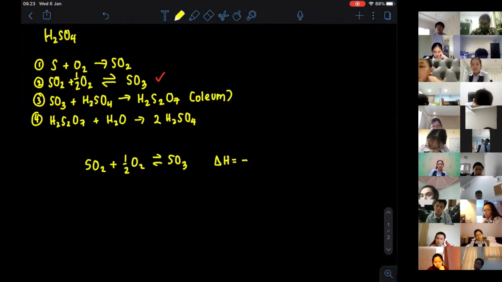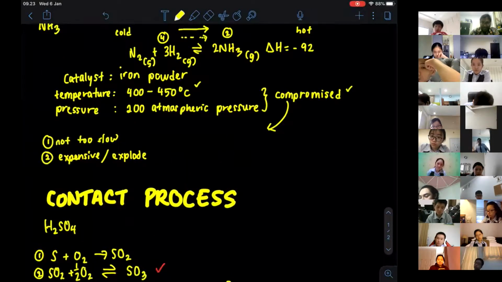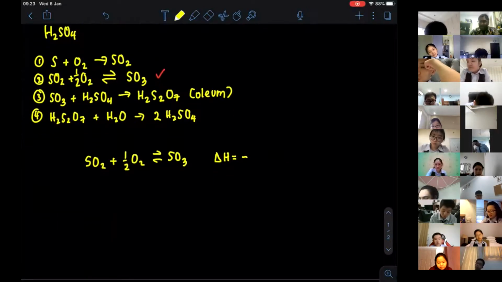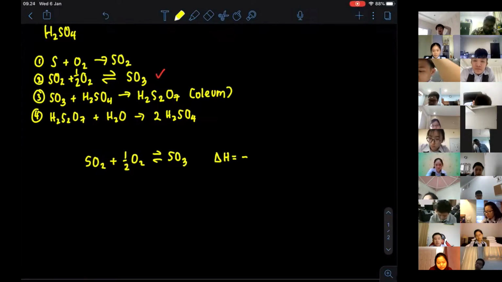Unlike for ammonia, the Haber process, I remember the number. I memorized the number 92, negative 92. But for this one, I don't remember, but it's going to be negative. Definitely, it's going to be an exothermic reaction. But what we need to know is the catalyst that is being used over here.